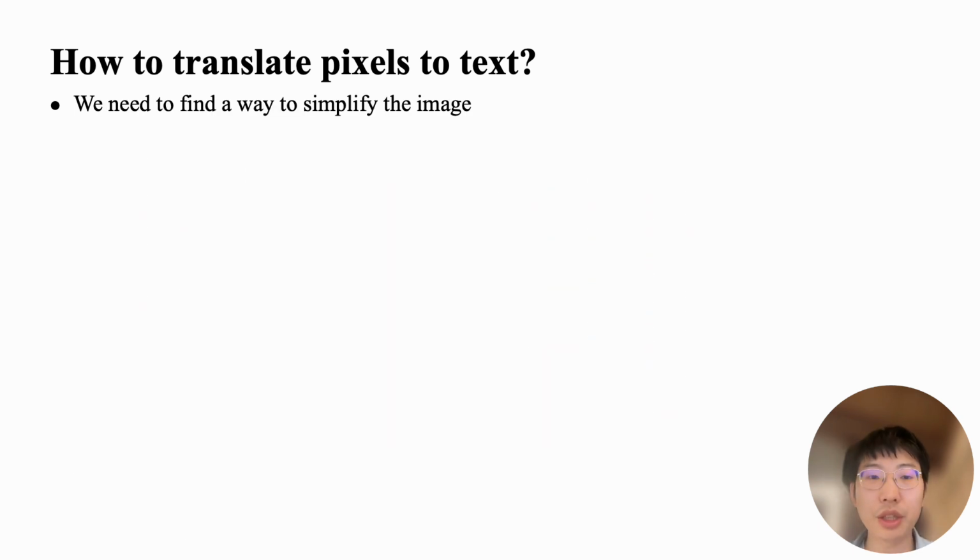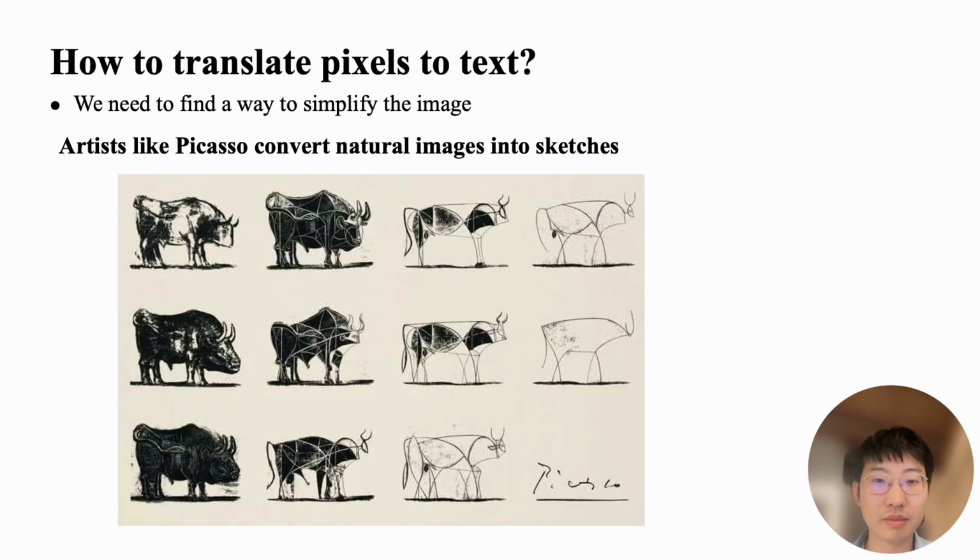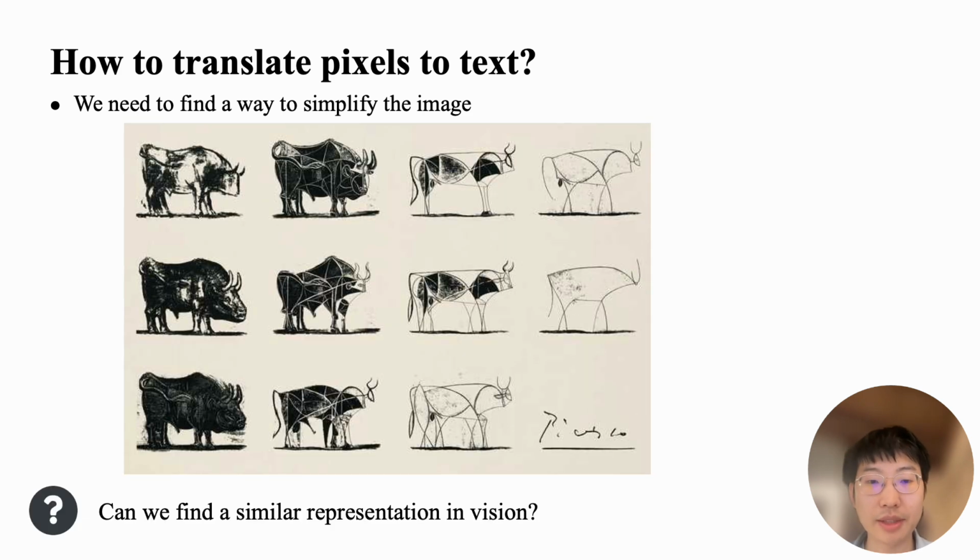This tells us that we need to find a way to simplify the image and also provide the semantics to the language model. Luckily, artists like Picasso give us some hints. As this image indicates, Picasso tried to convert images into very simple sketches, and finally people can understand that Picasso wants to express that this is an ox just from several strokes. Can we also find a similar representation in computer vision?